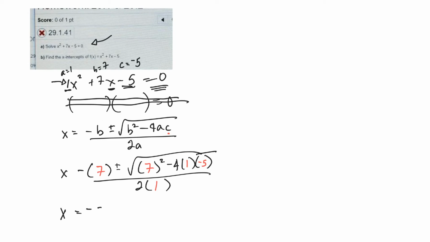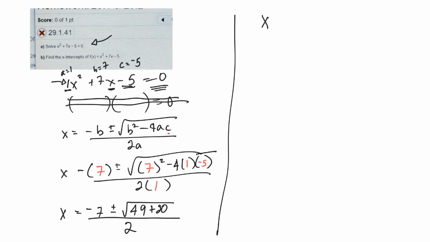So it's negative 7 plus or minus the square root of 7 squared, which is 49, minus 4 times 1 times negative 5, which is a positive 20, all over 2 times 1, which is 2. Let me continue over here. So x is equal to negative 7 plus or minus the square root of 49 plus 20, which would be 69, all over 2.